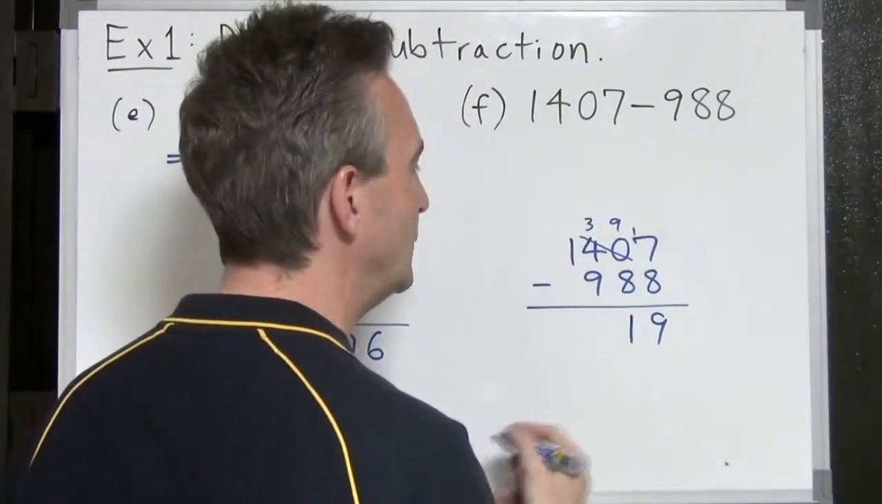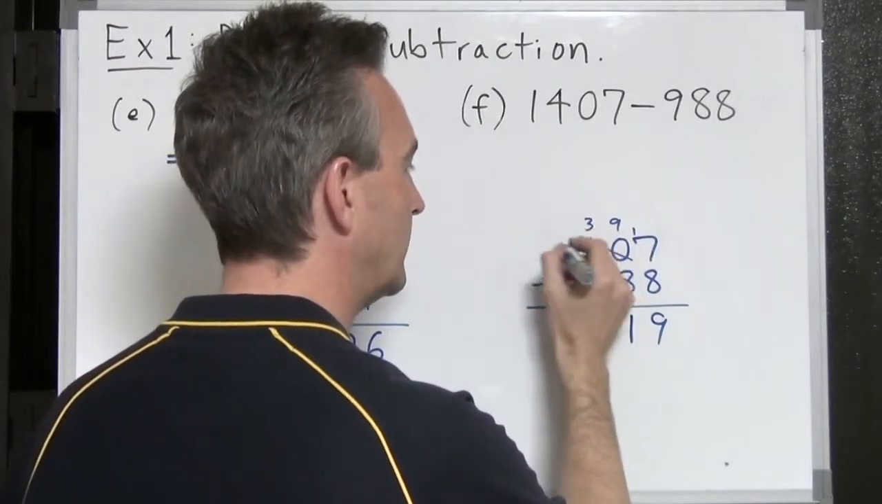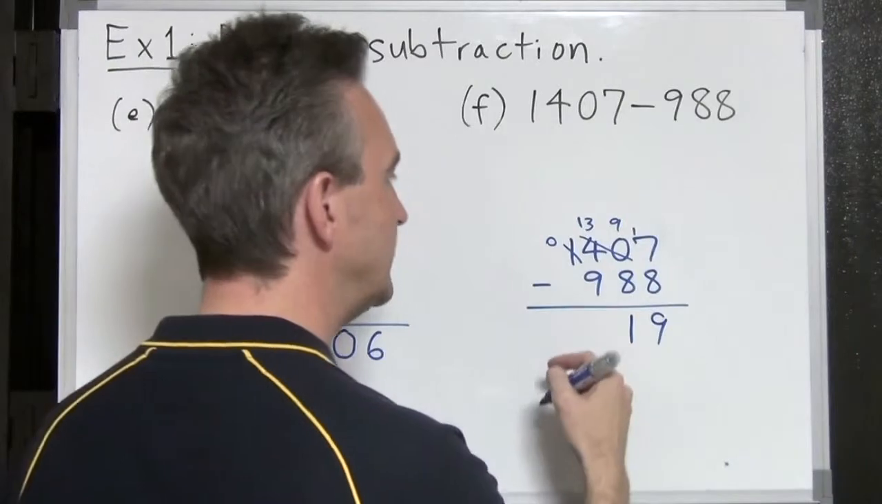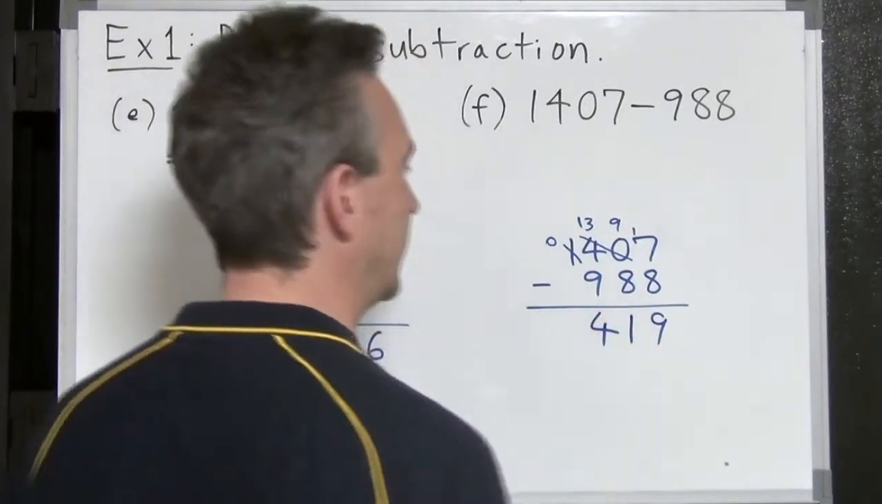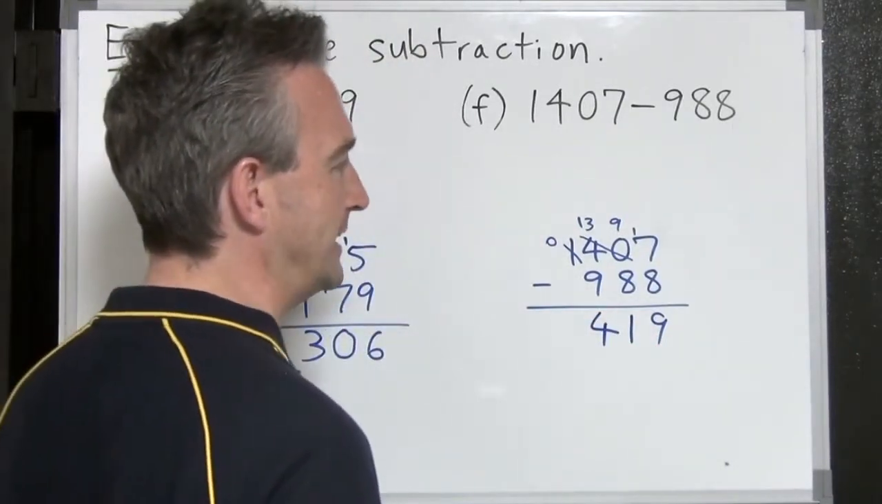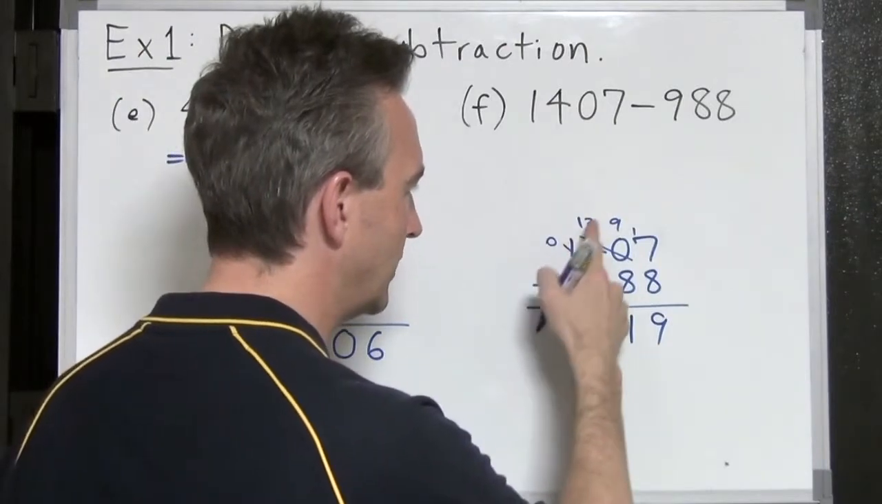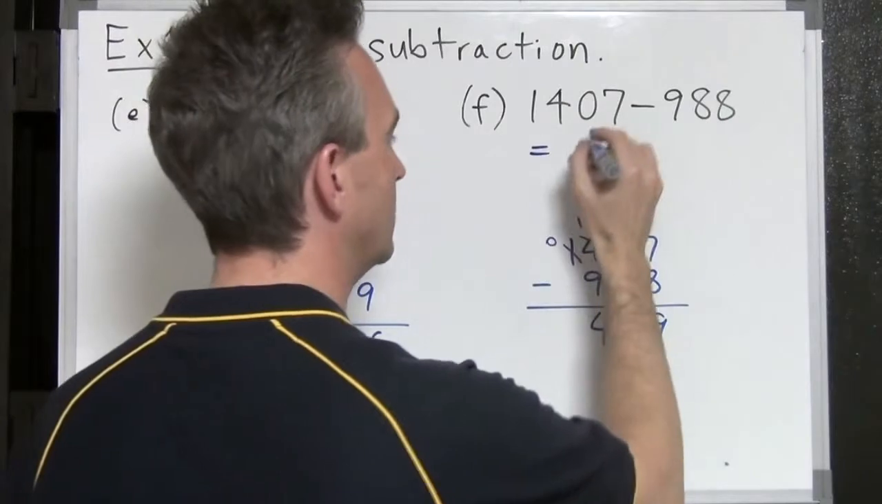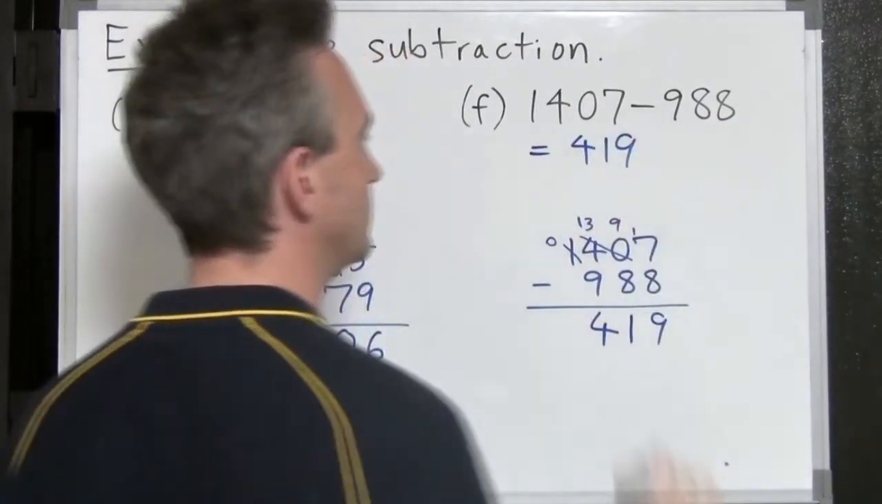3 minus 9, again, we can't do. Take a 1 from this 1, turning that into a 0, which makes that 13. 13 minus 9 is 4. Answer for that one, 419. Or you could have just thought of this as 1, 3, 13 minus 9 giving 4. Same thing. Final answer, 419.